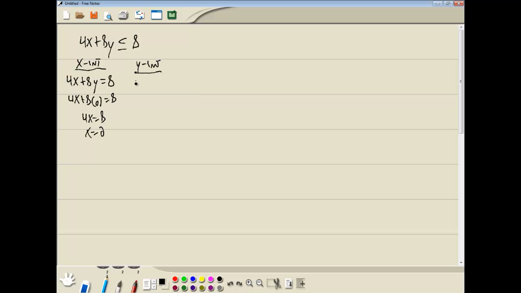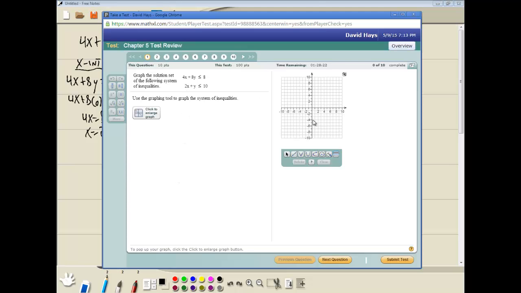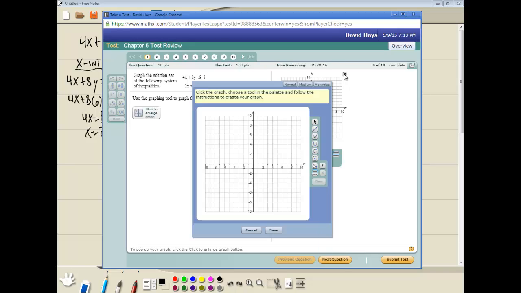For our y-intercept, again, we treat the inequality as an equals. So we have 4x plus 8y is equal to 8. And you always plug 0 into the other variable for your intercepts. So we're finding the y-intercept, so we'll plug 0 in for x. I get 4 times 0 plus 8y is equal to 8. So 8y is equal to 8, or y is equal to 1. Okay, so y is equal to 1 and x is equal to 2. I'm going to make this a little bigger.